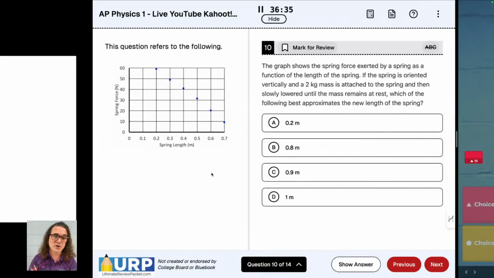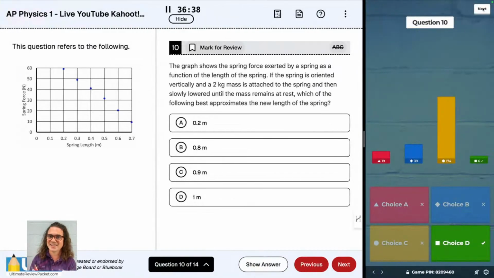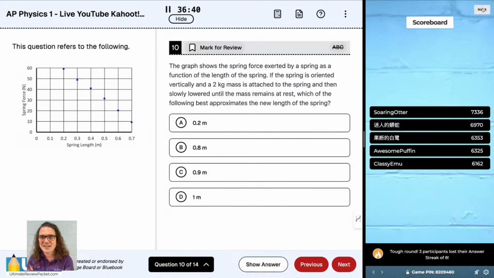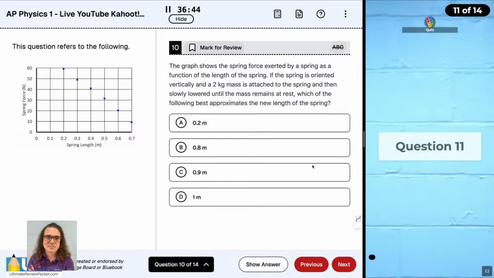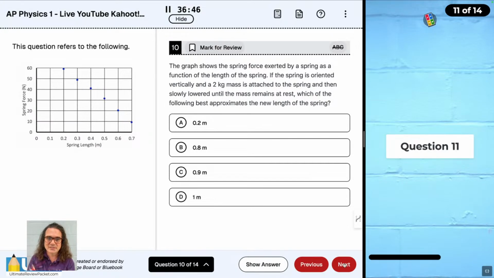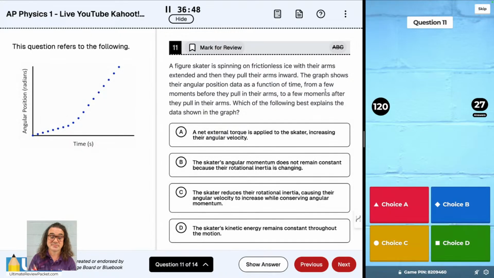Question 11. I know you're excited to see question 11. Here we go. Question 11. I know. Many of you already have it. That's okay.